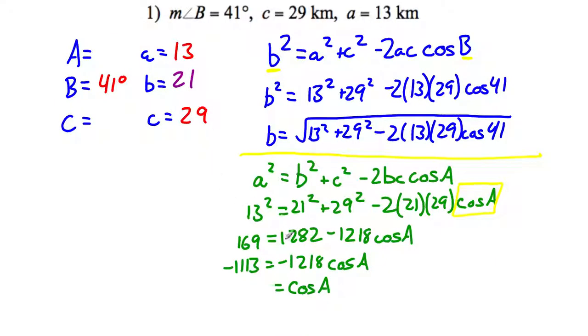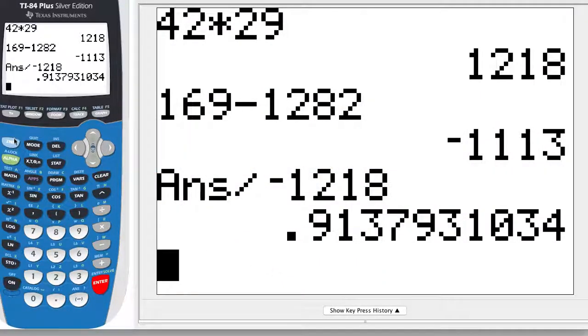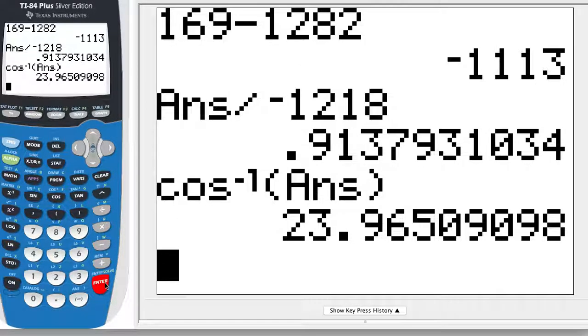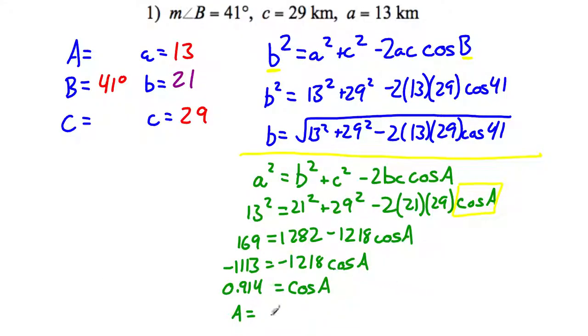So I'm just going to write that down here, 0.914. But really, and you'll see what I'm going to do, I'm going to take the inverse cosine of that. If I just take the inverse cosine of the answer in my calculator, it's not going to round it off. My answer is going to be as exact as it possibly can. And so here, again, I have 23.965, which rounded would just give me 24. So A is going to be 24.